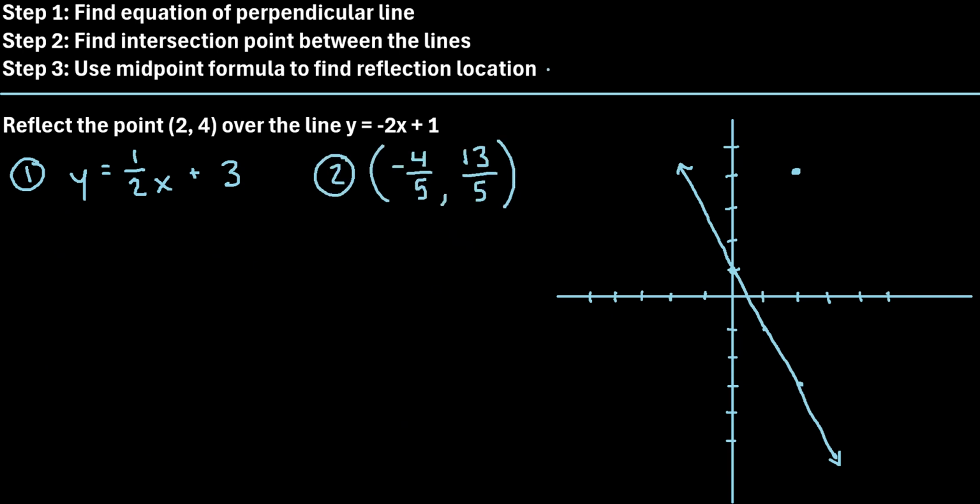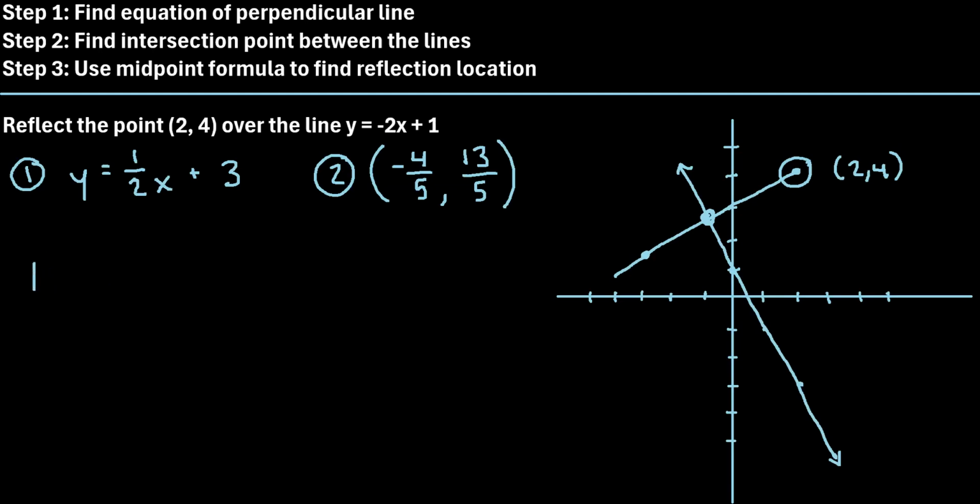All right, the last step says use the midpoint formula to find the reflection location. So we have this original point right here, 2, 4. We found the perpendicular line along with the point of intersection right here. And remember, we're trying to find what is this final reflection location? What is this coordinate? What we need to recognize is that this intersection point right here is going to be the midpoint between our starting location and our ending reflection location. And remember, we know these coordinates. That's what we just found, -4/5, 13/5.